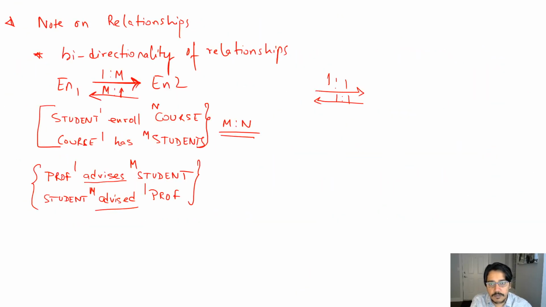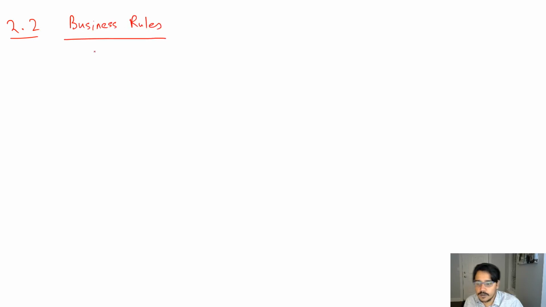So the next topic that we have is, let's call it 2.2. Okay. I don't remember if we gave a separate topic number for business rules. So let's just say business rules. Okay.